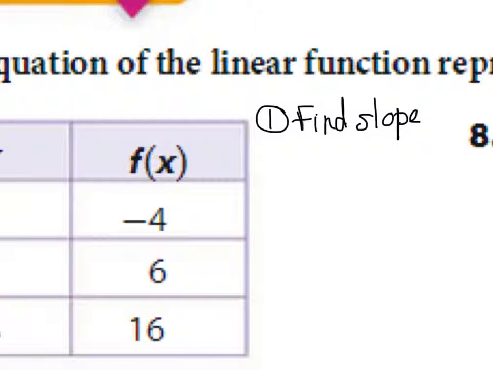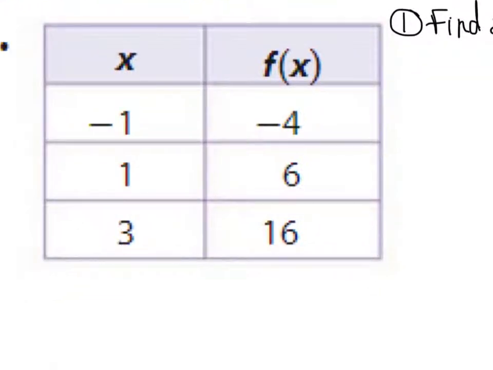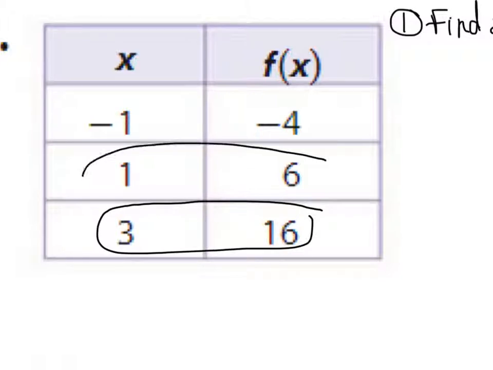We need to use 2 points in order to find our slope. So you could pick any 2 points that you want. I'm going to steer clear of the negatives just because sometimes we make more mistakes that way. So I'm going to choose the bottom 2 points. So f of x, again, remember that just refers to y. And y's go on top in the slope formula.